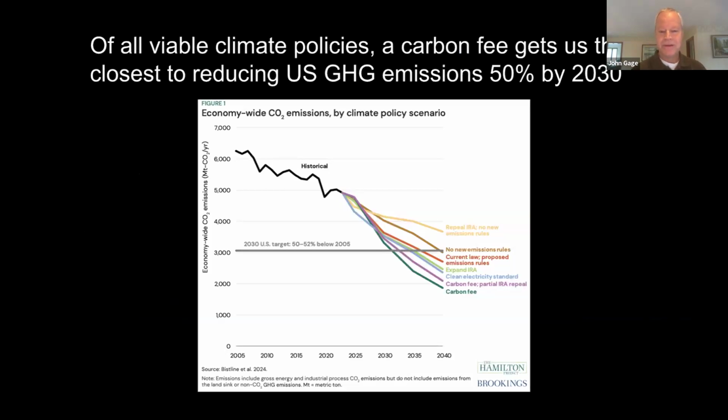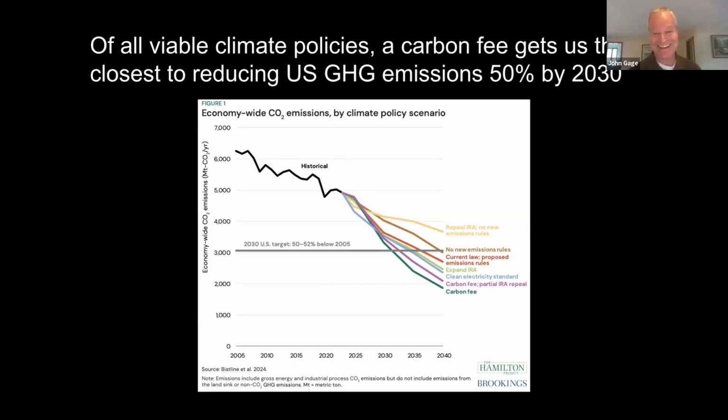Senator Whitehouse in Congress produced this graph from a Hamilton Project report, which shows, of the 1,000 policies they looked at that the US government could do, what is viable and could help us try to meet our 50% emissions reduction target by 2030. Carbon fee was by far the most powerful. The next most powerful was carbon fee, but with some repeal of some of the IRA. I don't know how you get both of those things at the same time, but expanding the IRA.